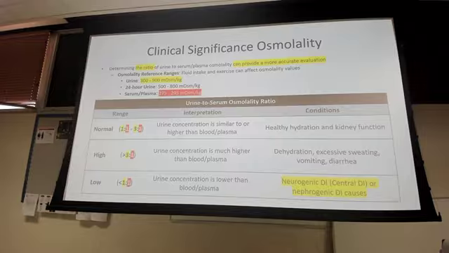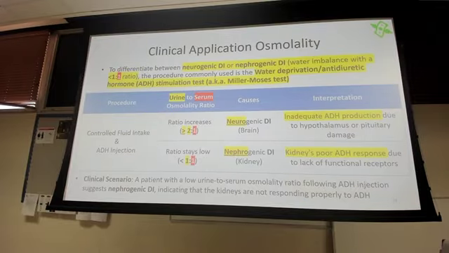Important slide. Now we're going to break down the difference between neurogenic and nephrogenic, okay? So to differentiate between the two, we will run what's called a Miller-Moses test. During a Miller-Moses test, you will have your patient in your room, you will do a controlled fluid intake, we provide them some fluid and then inject them with ADH, okay? And during that time, if the ratio increases, where the urine increases to the serum, then you think neurogenic, all right?